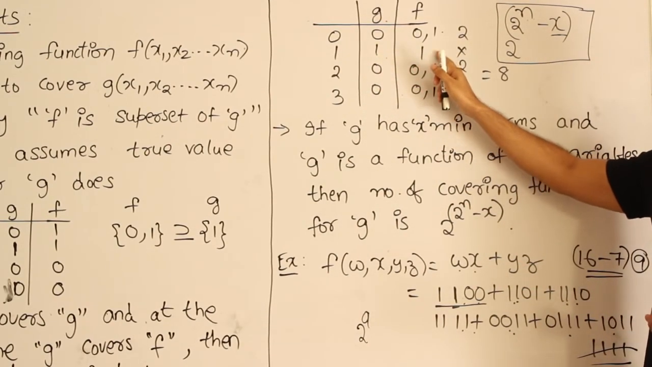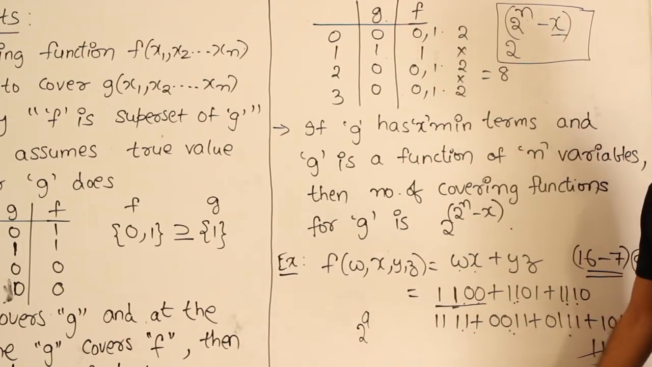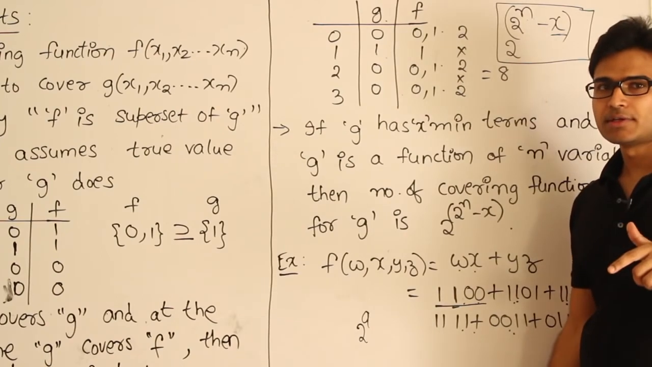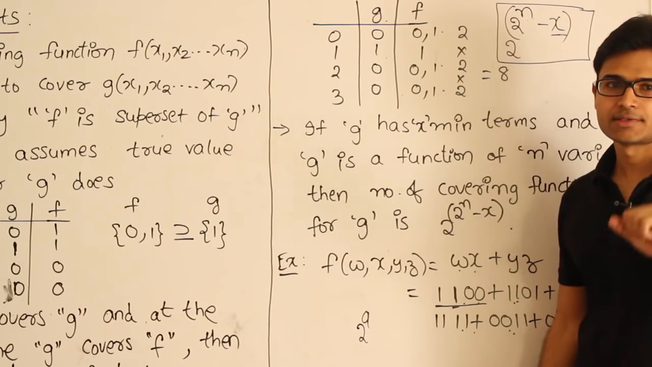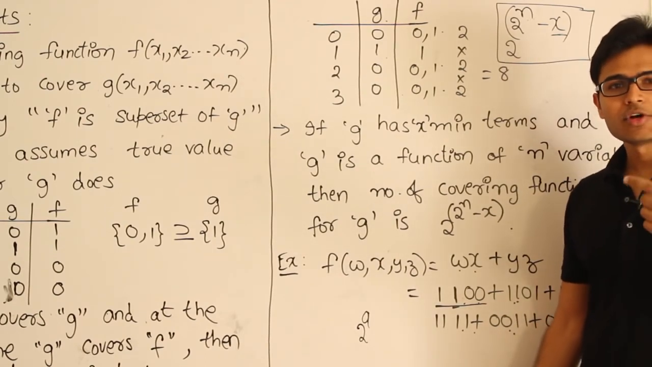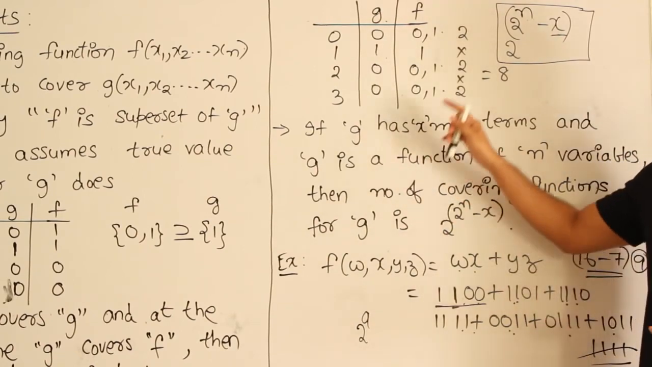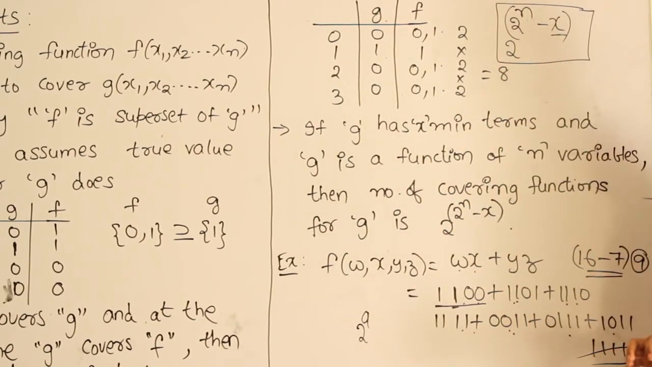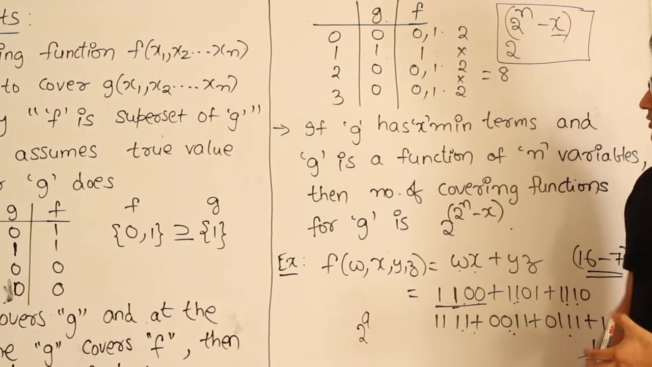Therefore, I am putting in there 1. And wherever g is 0, there f could assume anything. Then how many max terms are there in g, which is nothing but how many zeros are there in g? 2 power n minus x. Now at all these locations, f can assume either 0 or 1. Therefore 2 power n minus x. Got it? So these many functions are going to cover g, given any g.